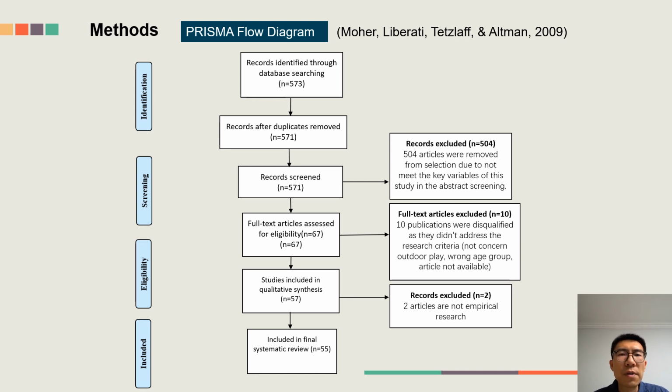The entire research process followed the PRISMA approach, which stands for Preferred Reporting Items for Systematic Reviews and Meta-Analyses, including a 4-phase flow diagram: identification, screening, eligibility, and included, to ensure the full-scale literature is trustworthy.